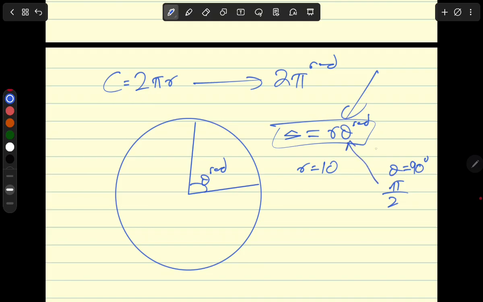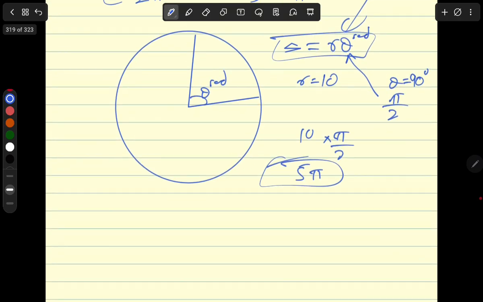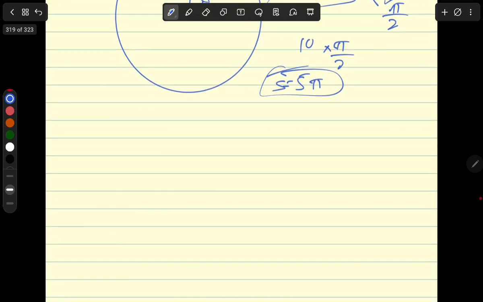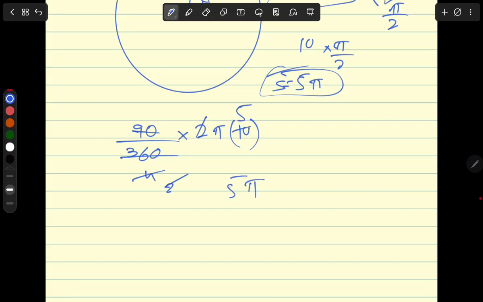So put this in here, so this becomes pi by 2 times 10 gives you 5 pi. So that's the arc length for a radius which is 10 centimeter and angle for a quarter circle, right? And now let's see. So this is 90 upon 360 into 2 pi r. R is 10, right? So this is 1 upon 4. This is 2. So this becomes what? This is 5. So again, you get 5 pi.